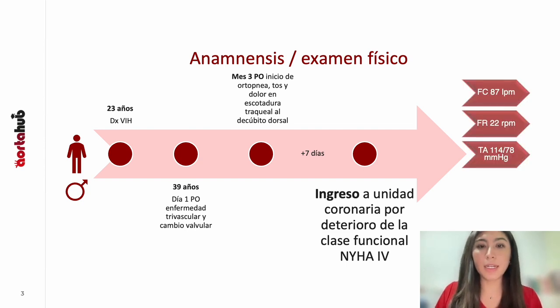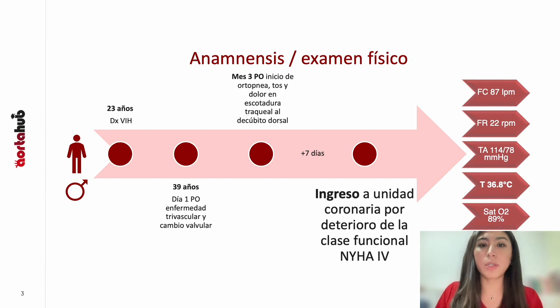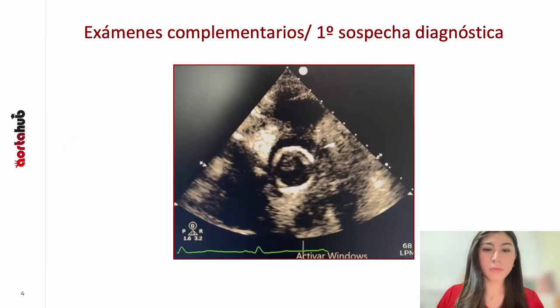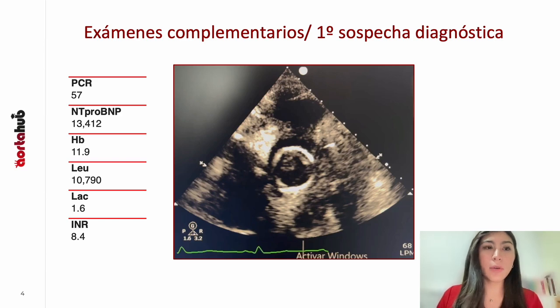Vital signs on entry were heart rate 87, respiratory rate 22, blood pressure 114/78. His temperature was 36.8 and saturation was 89. For the initial approach, we had lab results, highlighting a PCR of 57 and an NT-proBNP of 13,412. Hemoglobin was 11.9, leukocytes were 10. Lactate measured 1.6 and INR was 8.4.